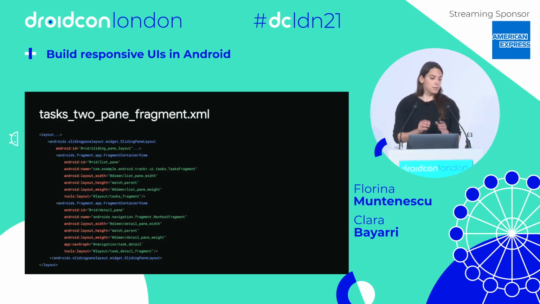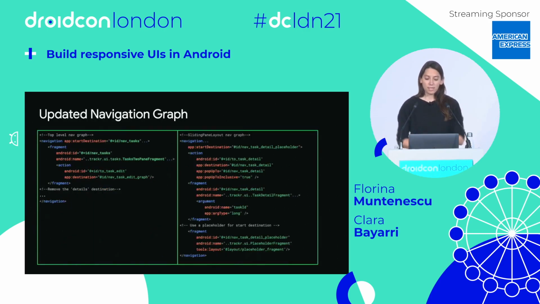So this is what I will do. I'm adding a new fragment using sliding pane layout and fragment container view to host the task and the details pane. And then this means that I don't have to do any major refactoring in my layout code, which is great. I can be lazy. Then I will update my top-level app navigation hierarchy to make the two new pane fragment my app's start destination and remove the details destination from the app's navigation graph.